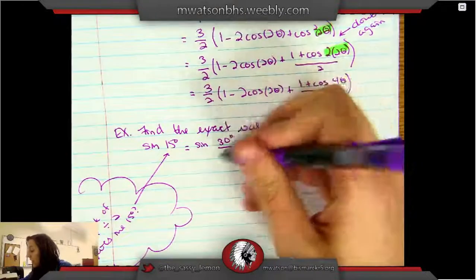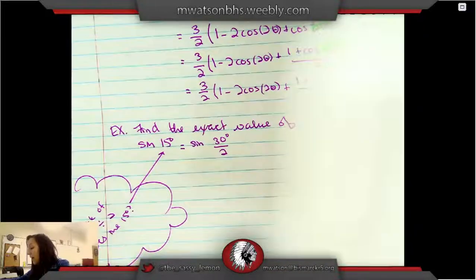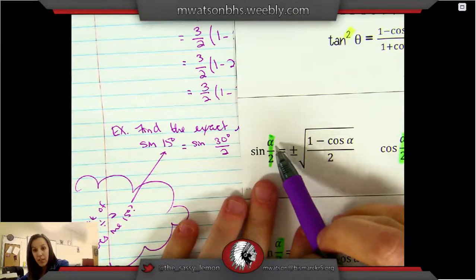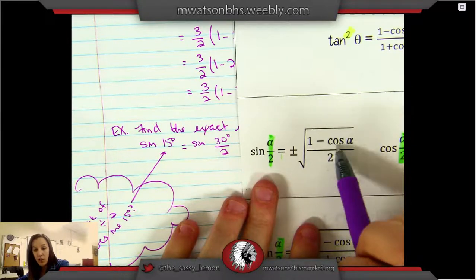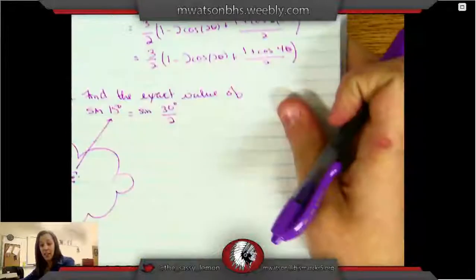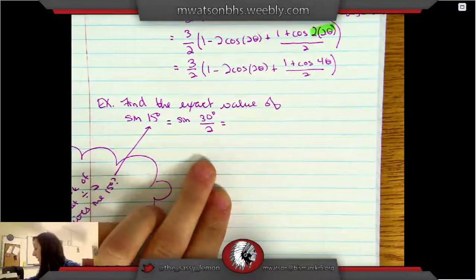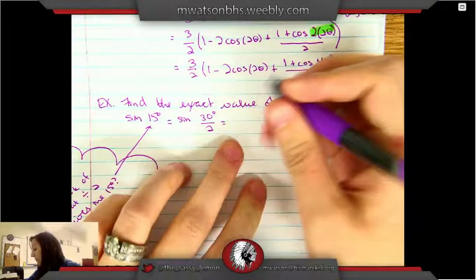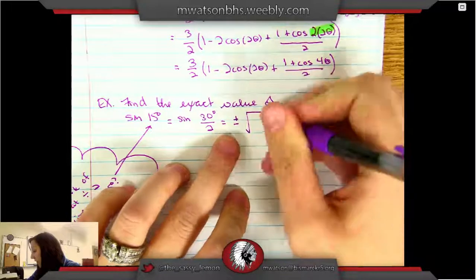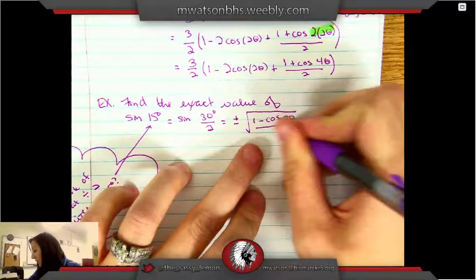Okay, because this number that we end up with on top is going to be the alpha that we use in our equation. So it's helpful to us that our alpha is 30 because when we go over here, we can find cosine of 30. So now I just apply that identity. And I'm going to say, well, sine of 30 over 2 is equal to plus or minus the square root of 1 minus cosine of 30 over 2.